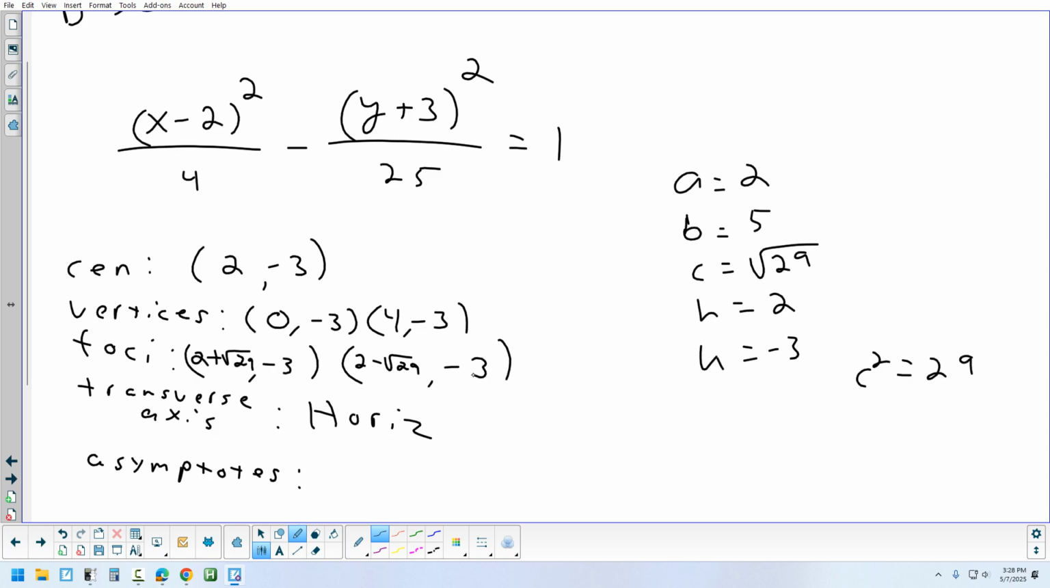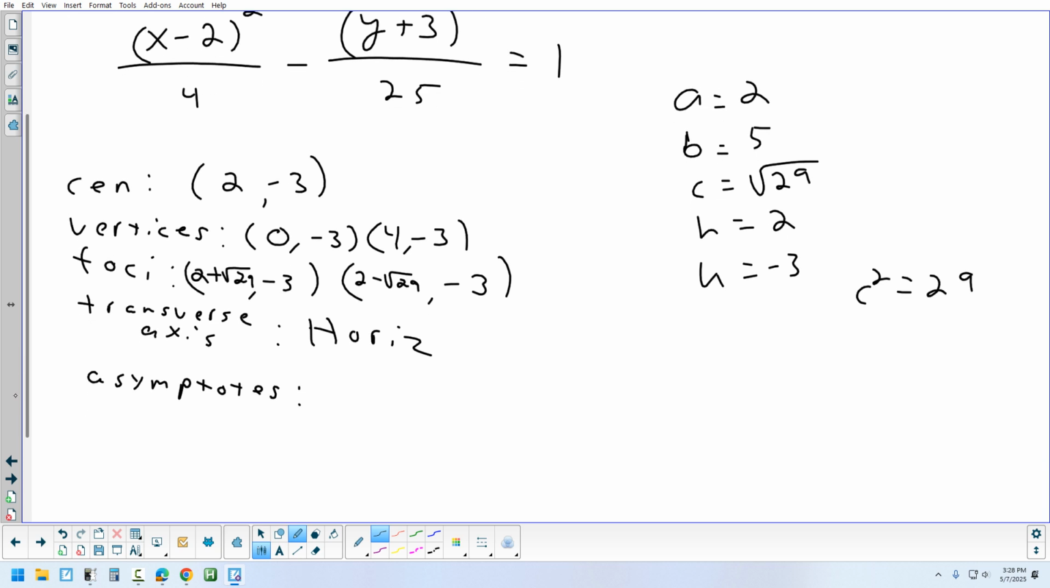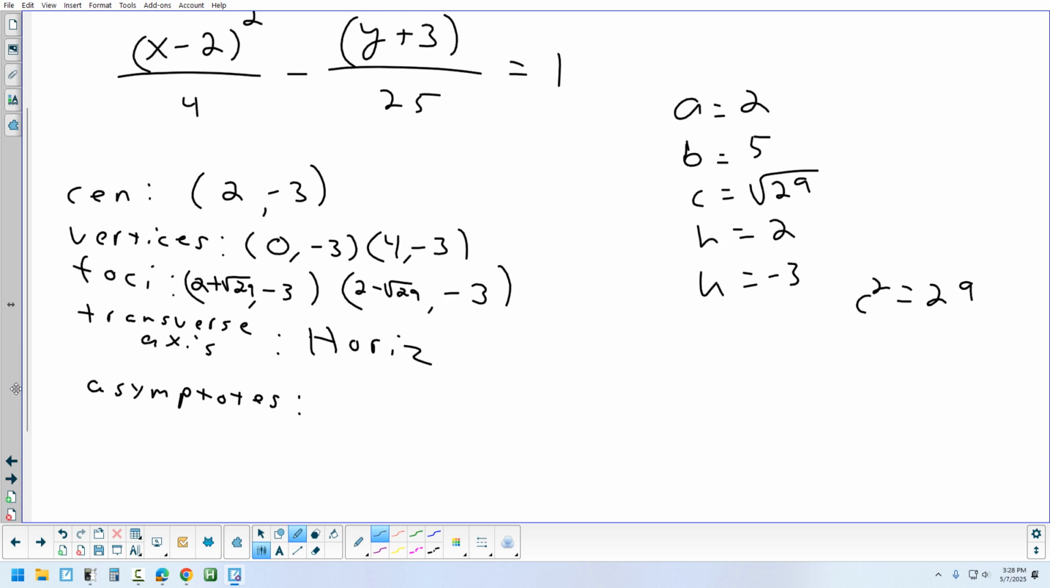And asymptotes. What is the formula for the slope when the transverse axis is horizontal? B over A. Yep, B over A. So the slope is going to be what? Plus or minus 5 over 2. Now that's only the slope. We need point slope form because it's not at the origin. So we're going to have y minus something equals m times x minus something.